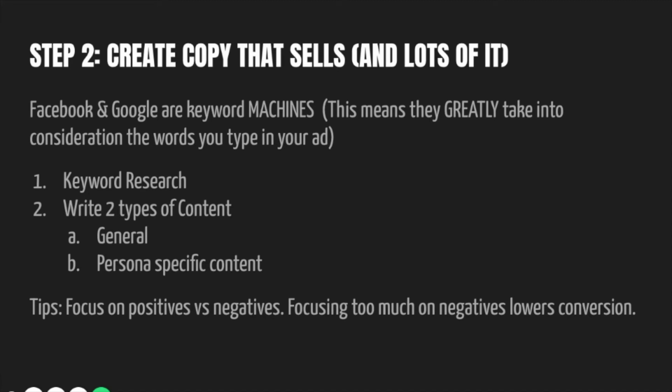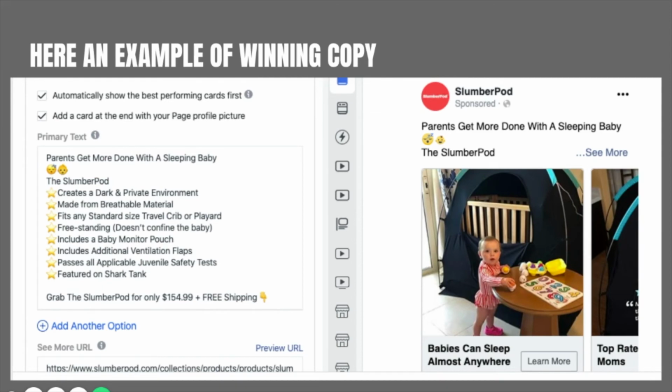In tips, I would say focus on positives versus negatives. Focusing too much on negatives tends to lower conversion. Talk about the great things that people are going to get, all the benefits that people are going to get. And Facebook just appreciates this a lot more. I've split tested it enough to know that Facebook definitely is a little bit more biased to positive versus negative type. But here's an example.